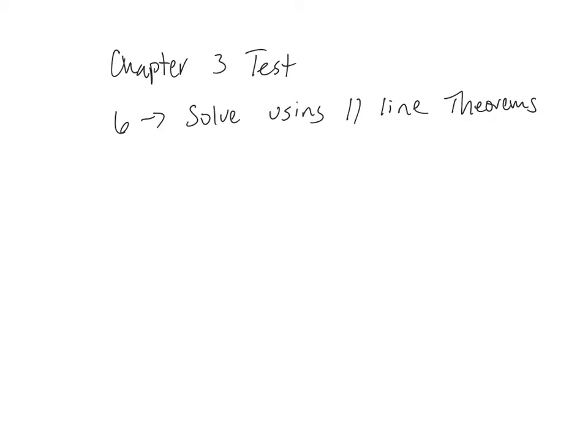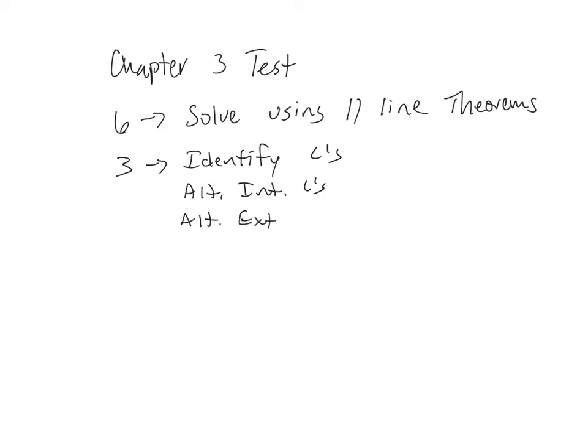Okay, there will be 3 where you just have to identify the angles. So the answer will be alternate interior angles or alternate exterior angles. You're not solving anything with them. It's just gonna say consecutive interior. Like angles 1 and 2 are what kind of angles, and then you have to identify which ones. So the lines don't have to be parallel. They don't have to, nothing like that. So this is really from like section 3.1. Okay.